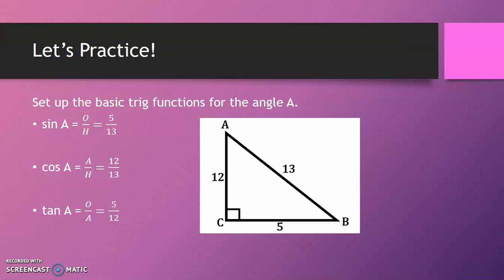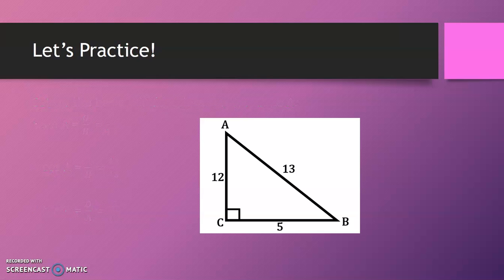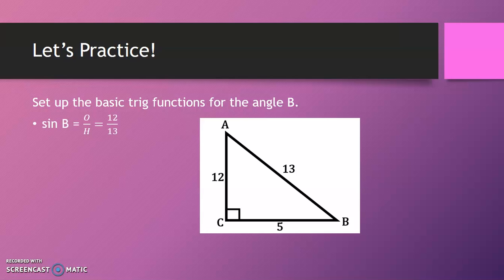Tangent is going to be the opposite side over the adjacent side. So again, looking up at that capital A, straight across from that would be the 5, so that's opposite, and the adjacent side is that 12, so 5 over 12. Let's do the same thing now, but for angle B. So sine of B would be 12 over 13. Cosine of B would be 5 over 13. And tangent of B would be 12 over 5.